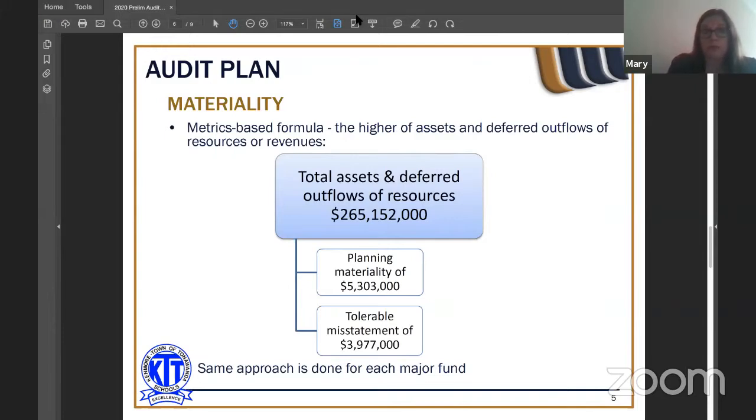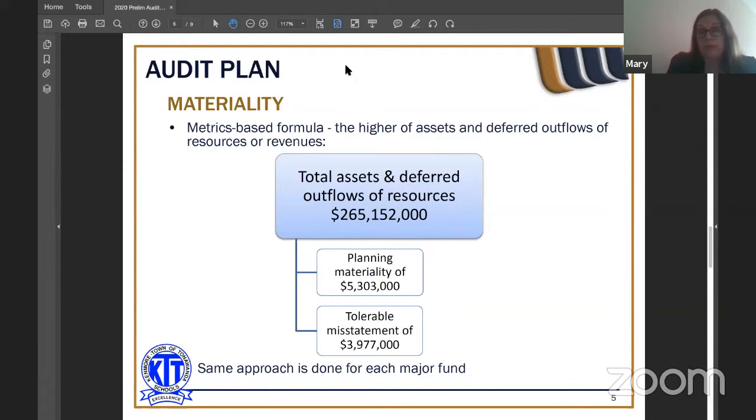So for instance, if you have prepaid expenses that are $50,000, but your materiality is $500,000, it really doesn't make sense to take a look at that $50,000 amount. And then we further drill down to tolerable misstatement, which is 75% of the planning materiality. And that helps us to determine which individual transactions we might want to look at.